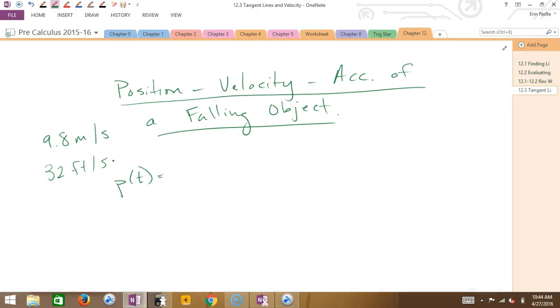You only work in metric? Even in the United States? Yeah. That seems weird. Metric is still better. Oh. We use it for science.